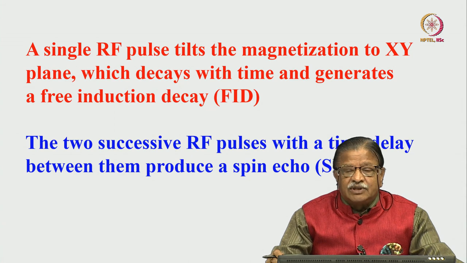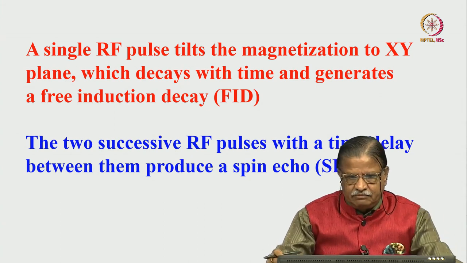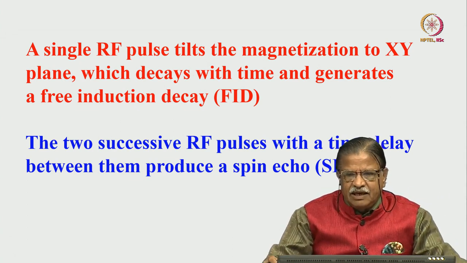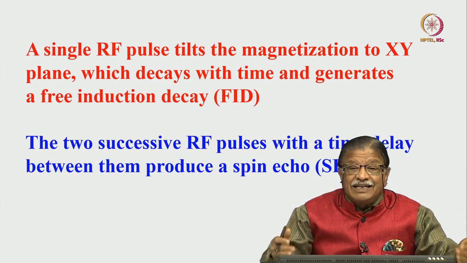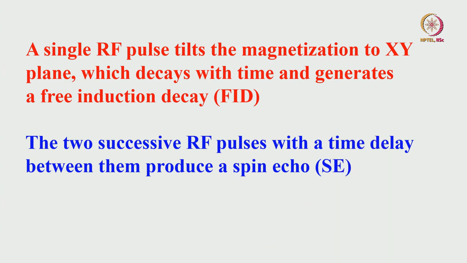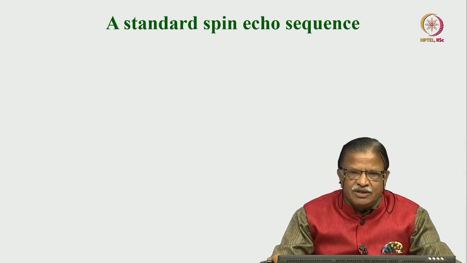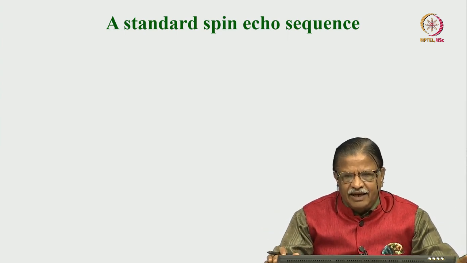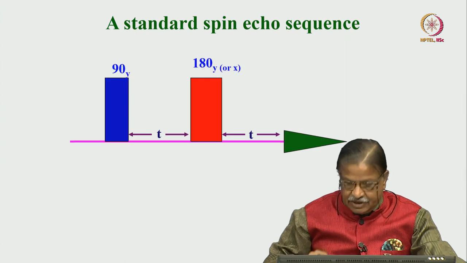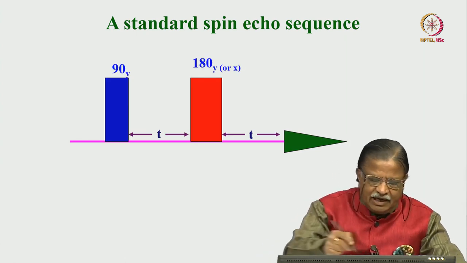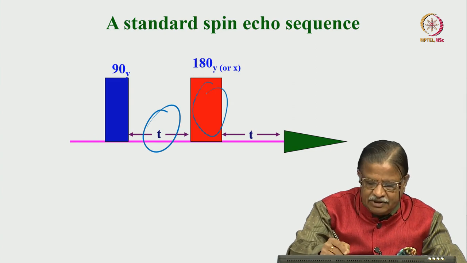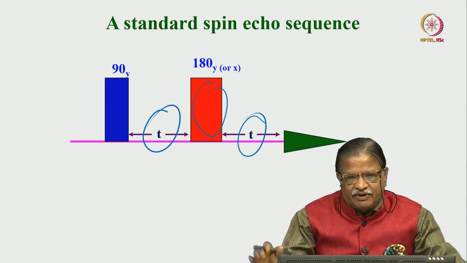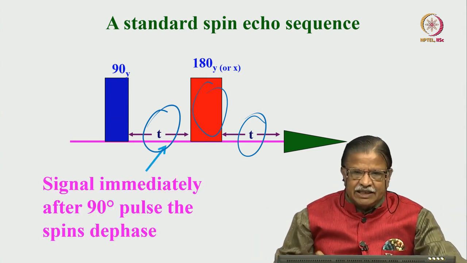What happens if you apply two successive RF pulses with some time delay between them? Not immediately, but successively with a time delay. Then we get what are called spin echoes. What are the spin echoes? We will try to understand now. Usually, a standard spin echo has a two-pulse sequence: 90, tau, 180, tau. This is the sequence. A 90 degree pulse, a delay, then a 180 pulse, a delay, and then start collecting the signal. This is a standard spin echo sequence. How it works, we will understand now.